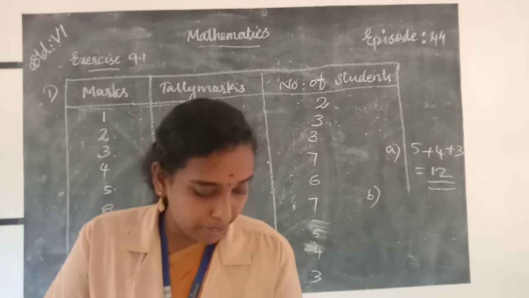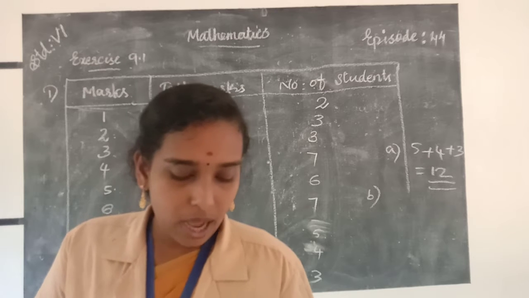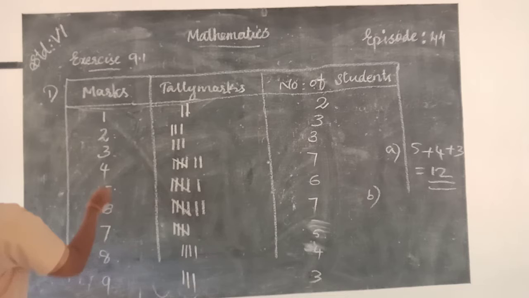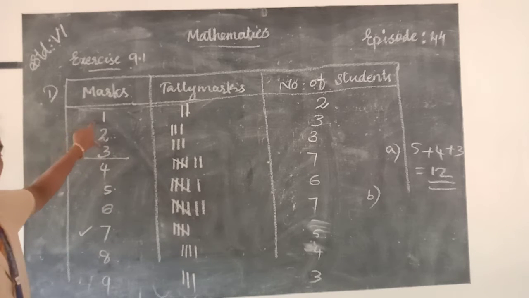How many students obtain marks below 4? The students who got marks below 4 are the students who got 3, 2 and 1.